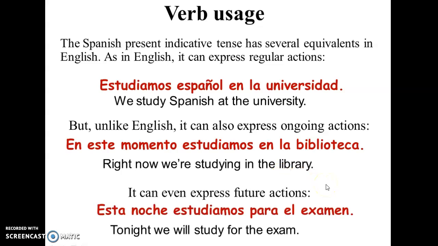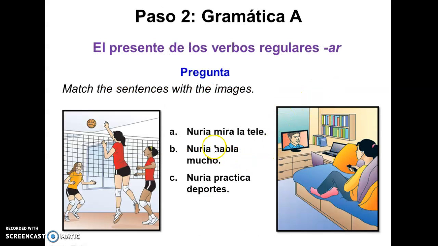Or even to express a future action. Spanish sometimes uses the present tense if it's a near future action. Esta noche estudiamos para el examen, meaning we will study for the exam. But these are exceptions, depending on if it's a future action, like a near future, or to express an ongoing action. Okay, so here are a few examples.